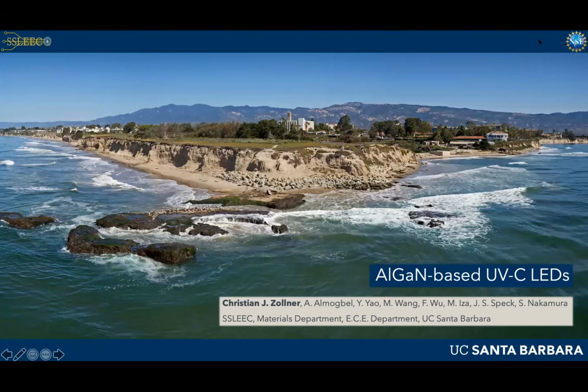Looks great. Okay, cool. So I'm going to talk today about my project, which is aluminum gallium nitride based UVC LEDs. This is a team project with a lot of contributions from all the people you see here. So primarily a SLEEK project these days, but also contributions from folks in the materials department and the ECE department as well.